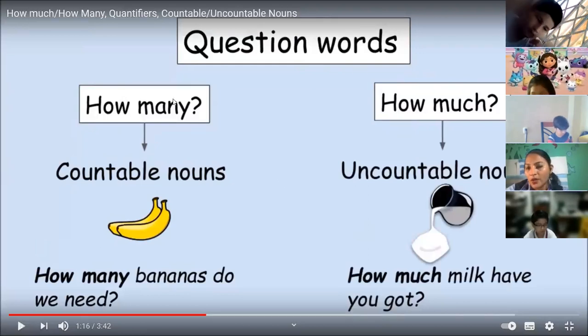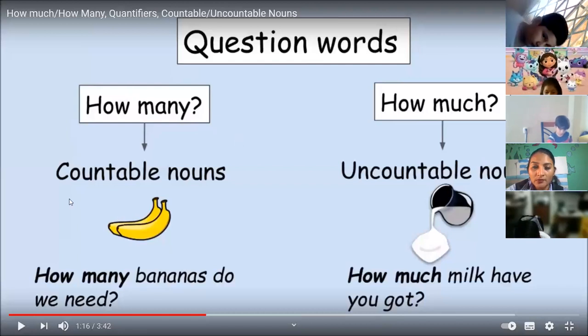In this case, we have 2 questions, right? How many and how much, right? But how many we use with countable nouns. Sabemos que el how many significa casi lo mismo que how much, cuánto o cuántas, ¿verdad? Pero en el caso de how many, pues how many trabaja con sustantivos contables. As you can see here, bananas. Could be singular or plural, bananas es un sustantivo contable, por lo tanto utilizamos how many. In this case, we have how many bananas do we need? How many bananas do we want?